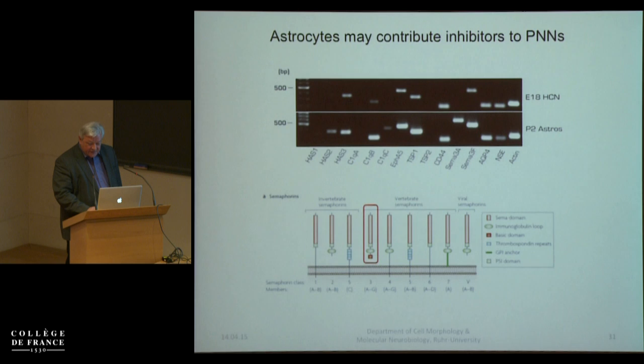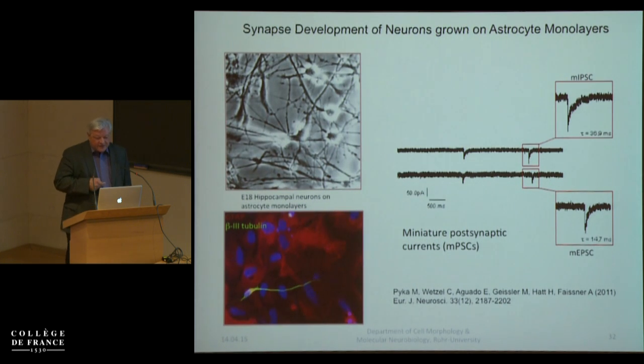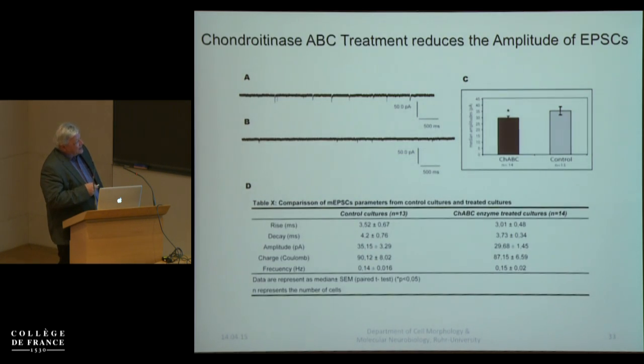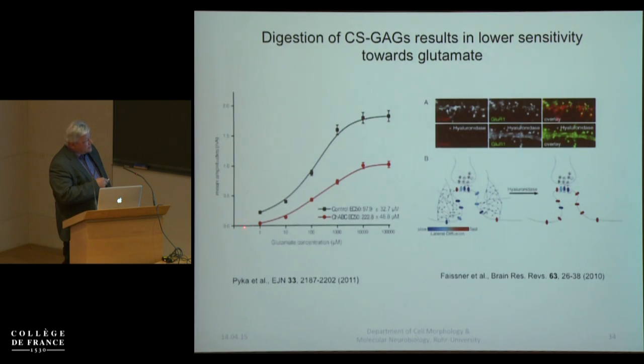Another point we have been interested in was the question whether the synapses are electrophysiologically active, and we clearly see miniature inhibitory and excitatory postsynaptic currents in this system using whole cell patch clamping. We tested a variety of parameters, and we found that the one which was affected was the amplitude of excitatory postsynaptic currents upon chondroitinase ABC treatment, and this could also be shown in a dose response curve to glutamate exposure in that model.